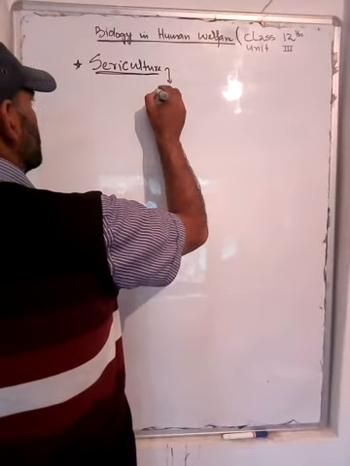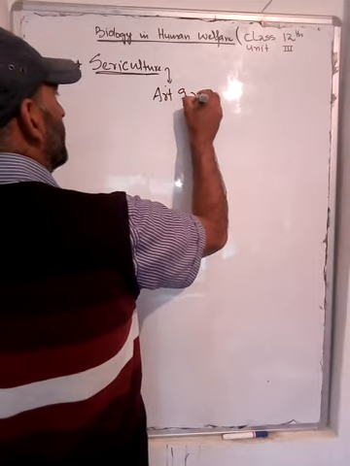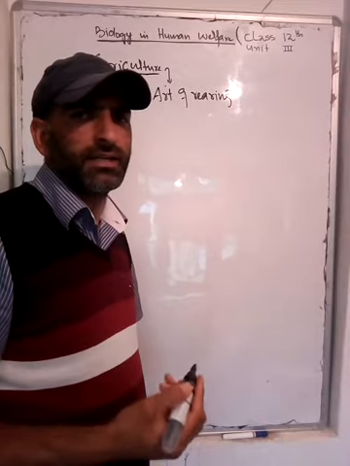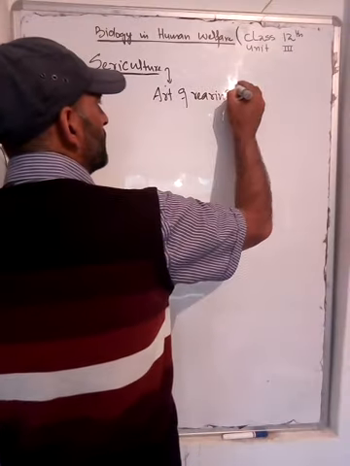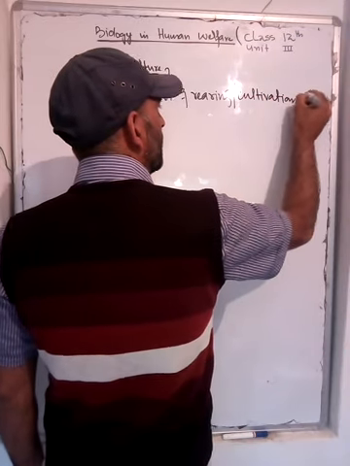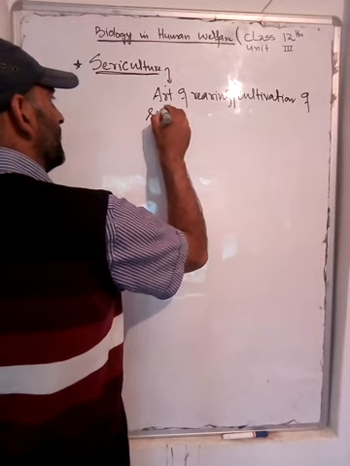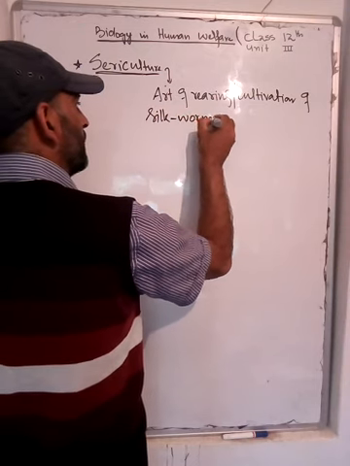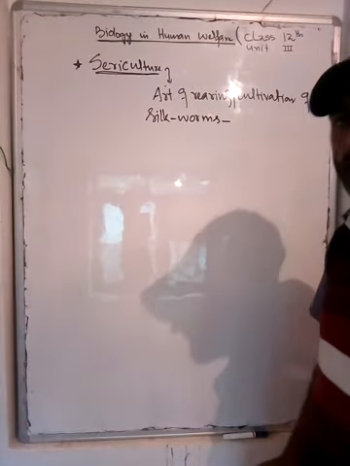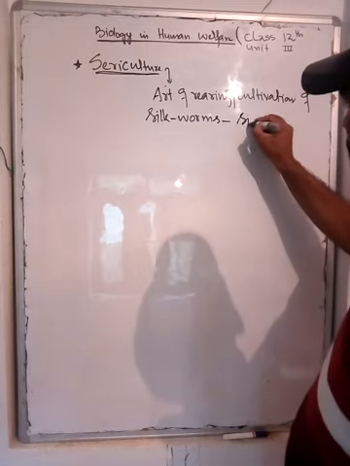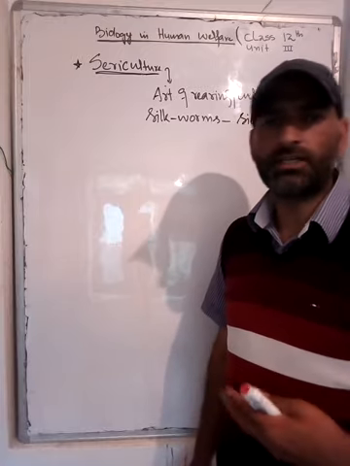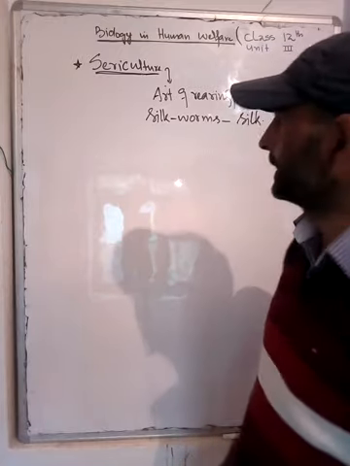Sericulture is simply the art of rearing silkworms to get silk, or it is an art of cultivation of silkworms in order to extract silk from their cocoons. What are cocoons? Their structure, we will discuss later on.